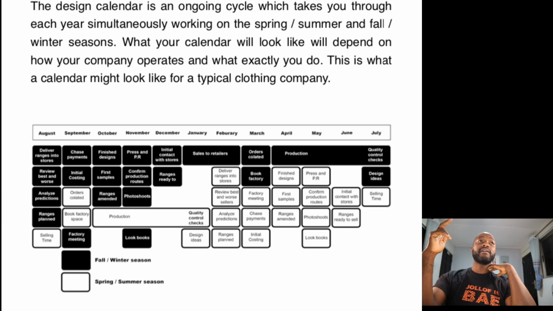Then in September, they chase payments after you've delivered. Initial costing, orders are quoted. They quote, they book factory space. Factory space in the sense that you have factories in China, India, Philippines, all these countries. They've got factories. Production Turkey. A lot of Africans are producing in Turkey now. And even in places like Ghana, you've got factories that can do clothing for you.